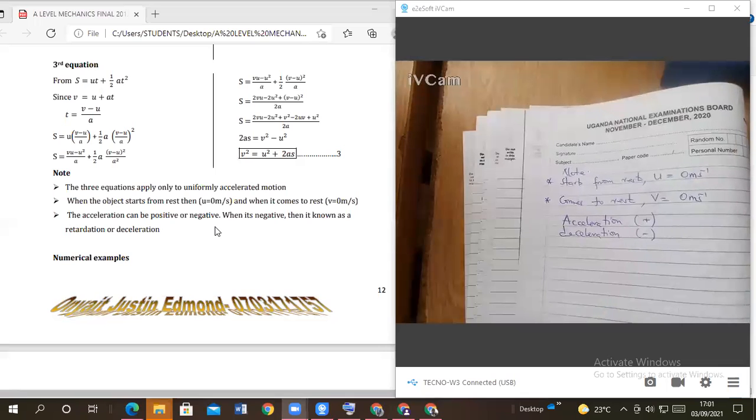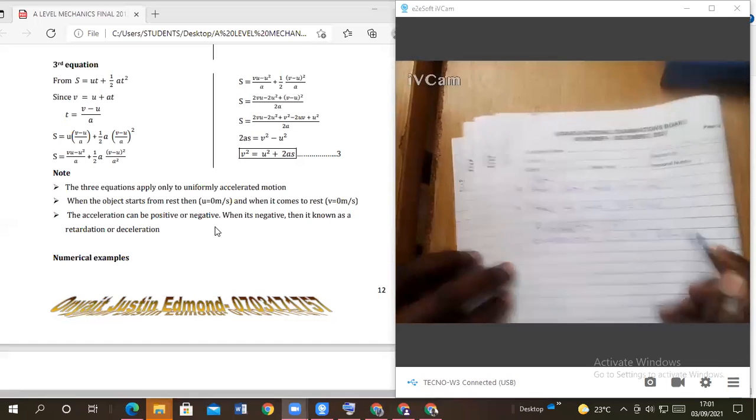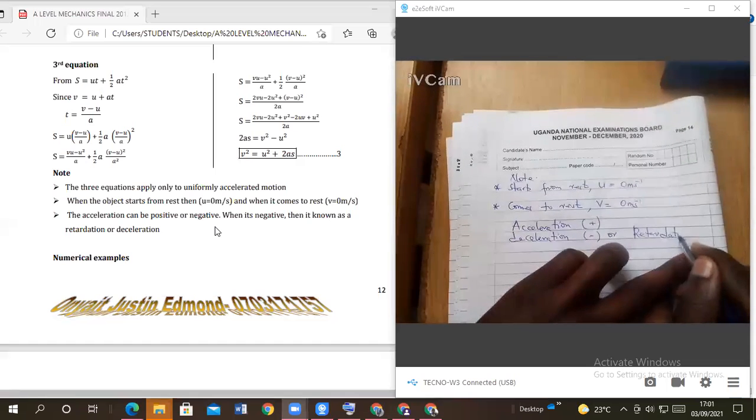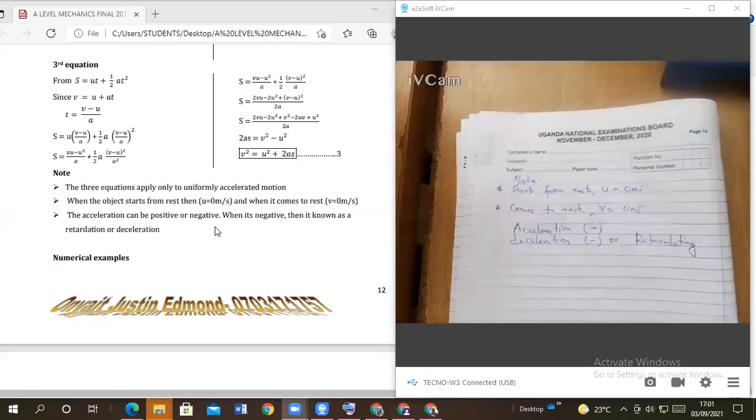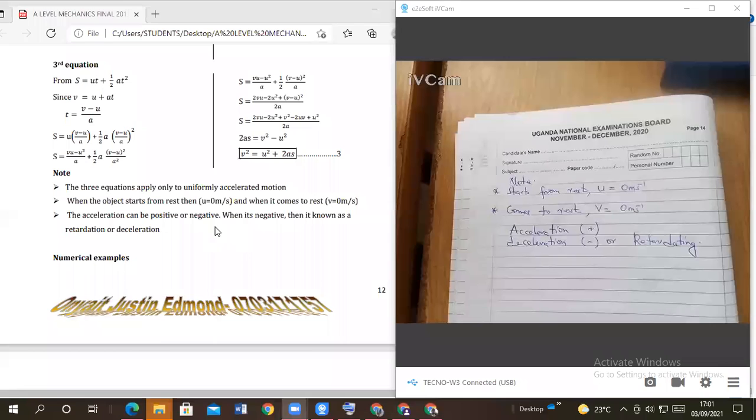So we are saying that when it is negative, then it is known as retardation or deceleration. So another word you can use is retarded. We said at that point you are what? You are retarding. Good.